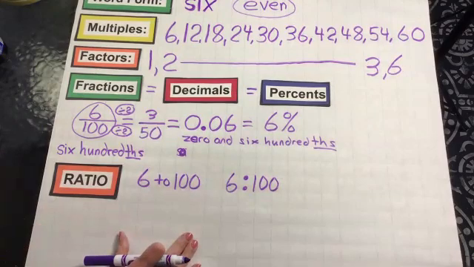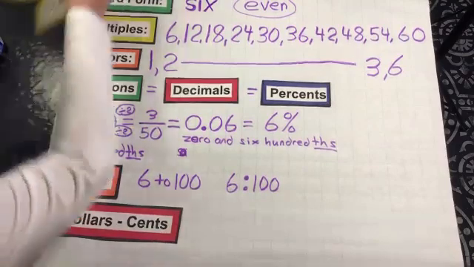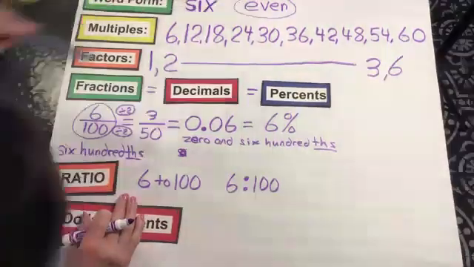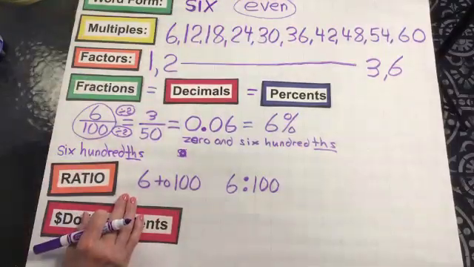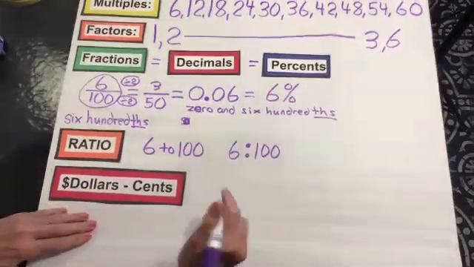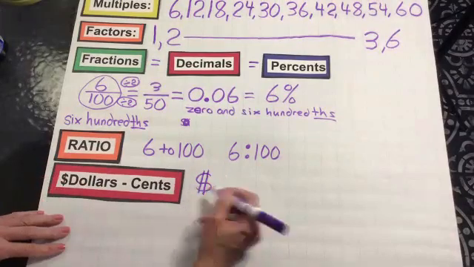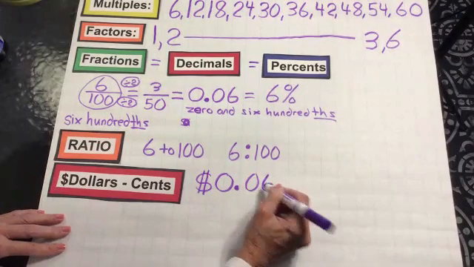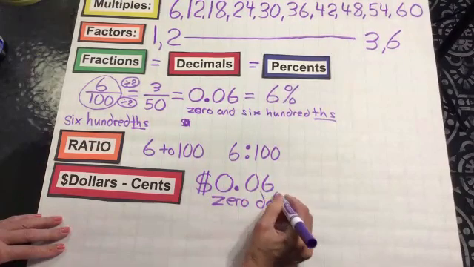All right, let's go for dollars and cents. And our decimal form at the top of our page helps us to write the dollar and cent. So let's start with the dollar sign. We have $0.06. So we would write that $0.06.